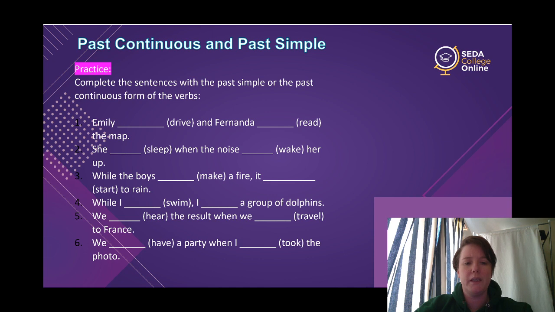Number 5: we hear. So to hear, the result when we travel to France. Again, is it continuous or is it a completed action? Number 6: we have a party when I took the photo. So again, which one? Have a party. Do you think this is a continuous action? Do you think it's a completed action? Have a party? I think it's more continuous. And then took the photo. So what do you think this is here? Let's move on. So remember, only write the answers, okay?